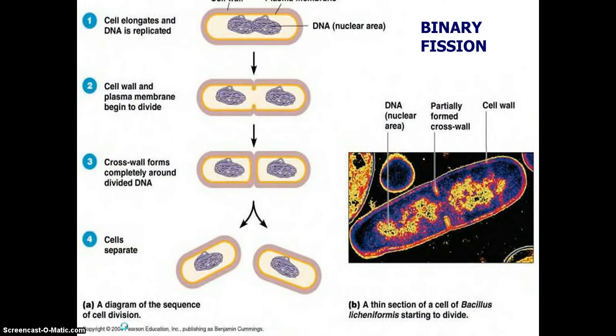Here's a little better breakdown of binary fission. The cell is going to get a little bit bigger after the DNA has been copied. Then the cell wall and the cell membrane are going to begin to split into 2 cells until they completely separate, and then you have 2 cells. A lot of times you will call these clones of each other.